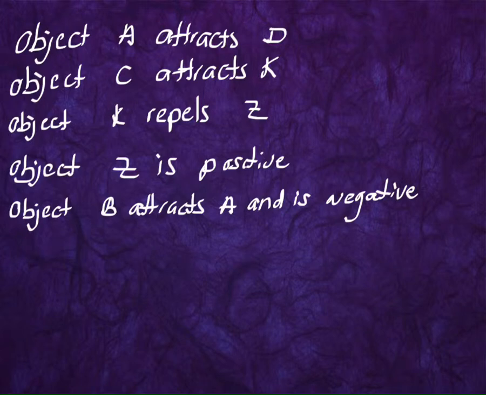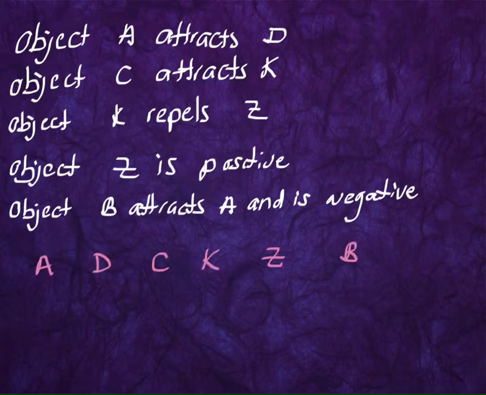So let's start off. It says in here that object A is attracted to D, object C attracts K, object K repels Z, object Z is positive, and object B attracts A and is negative. If you read all of that, it's really easy to lose your train of thought. So let's just go ahead and solve it.